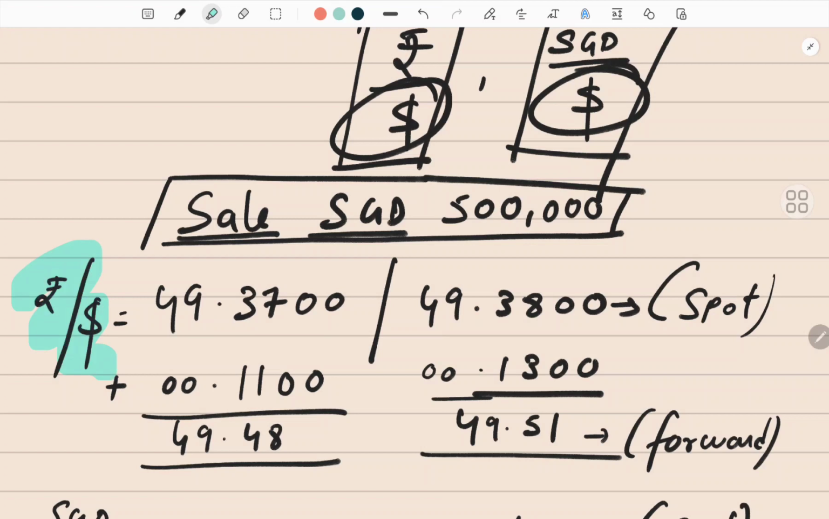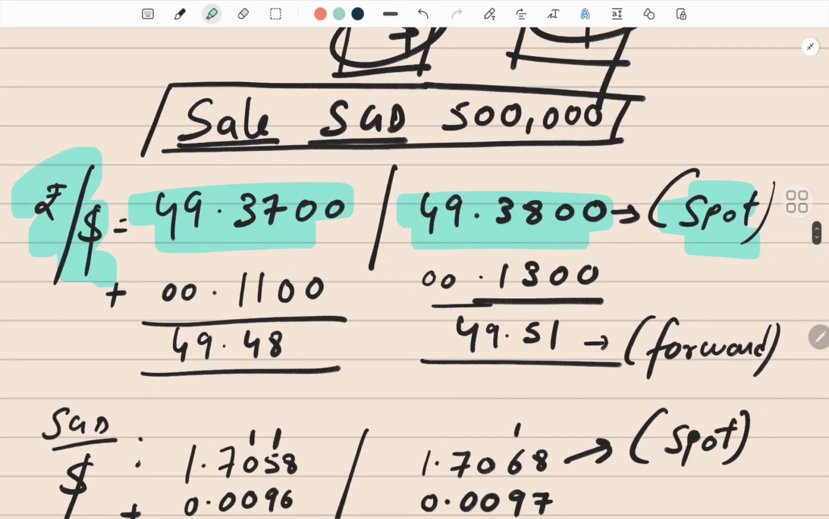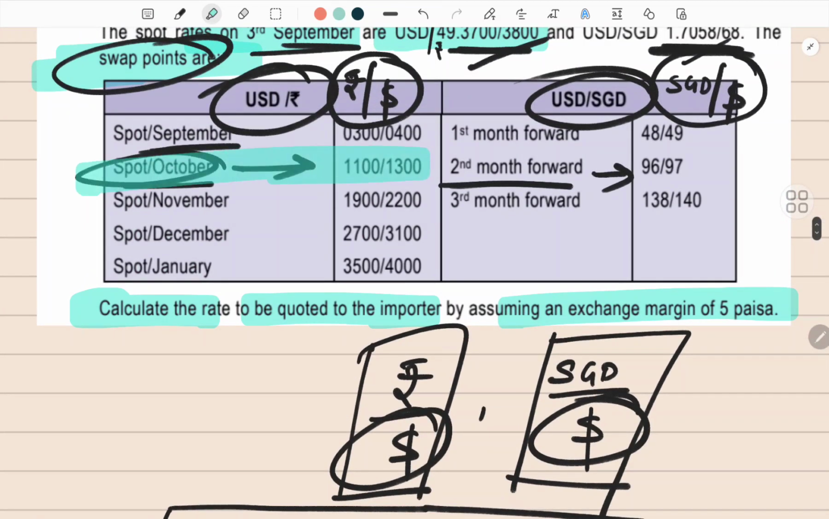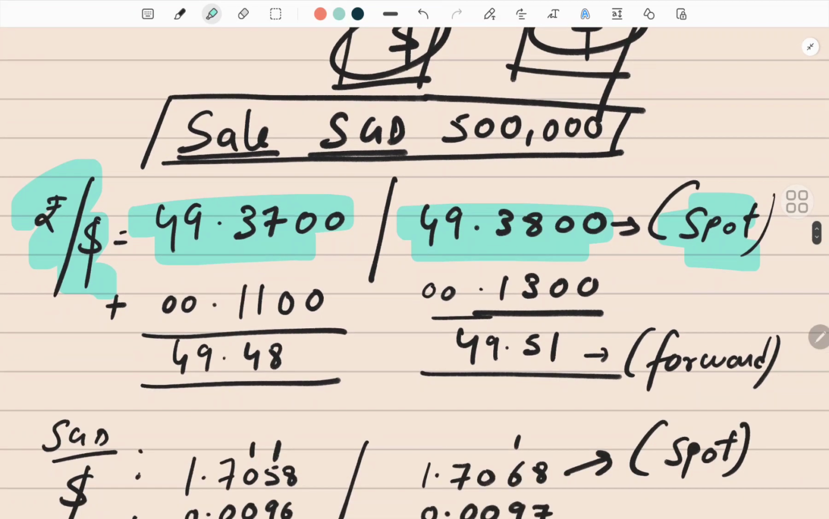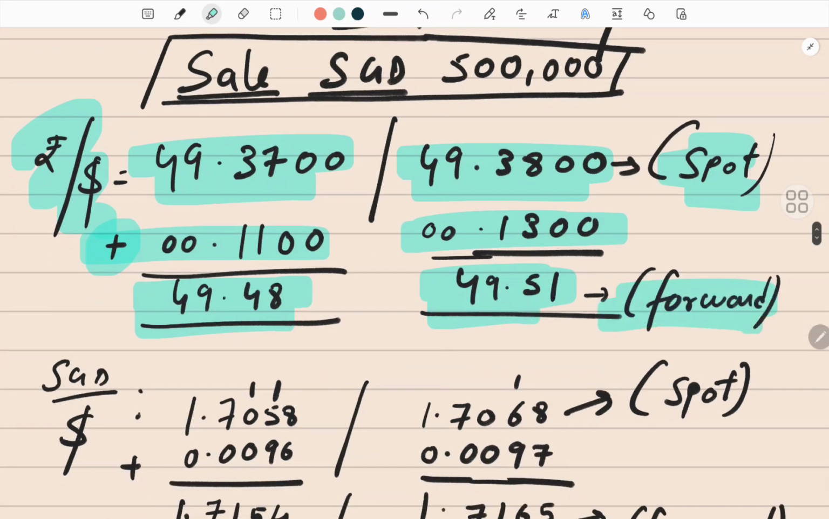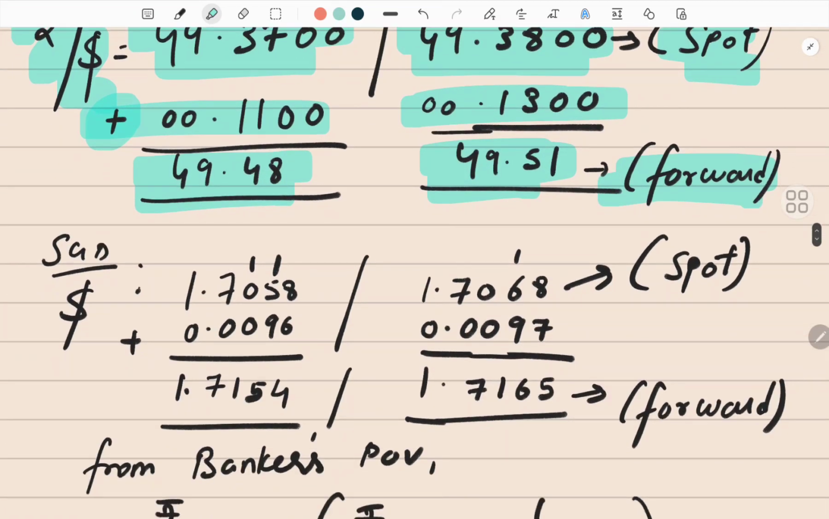These quotes again, this is rupee by dollar, 49.37, 49.38. This is the spot which is given to us in the question. The swap points that we just selected, this one for October, I have added because, if you see, it is 0.11 and 0.13, so the swap points are in increasing order. I've added them to both these spots, and I get 49.48 and 49.51, and these are the final forward rates on 30th of October.